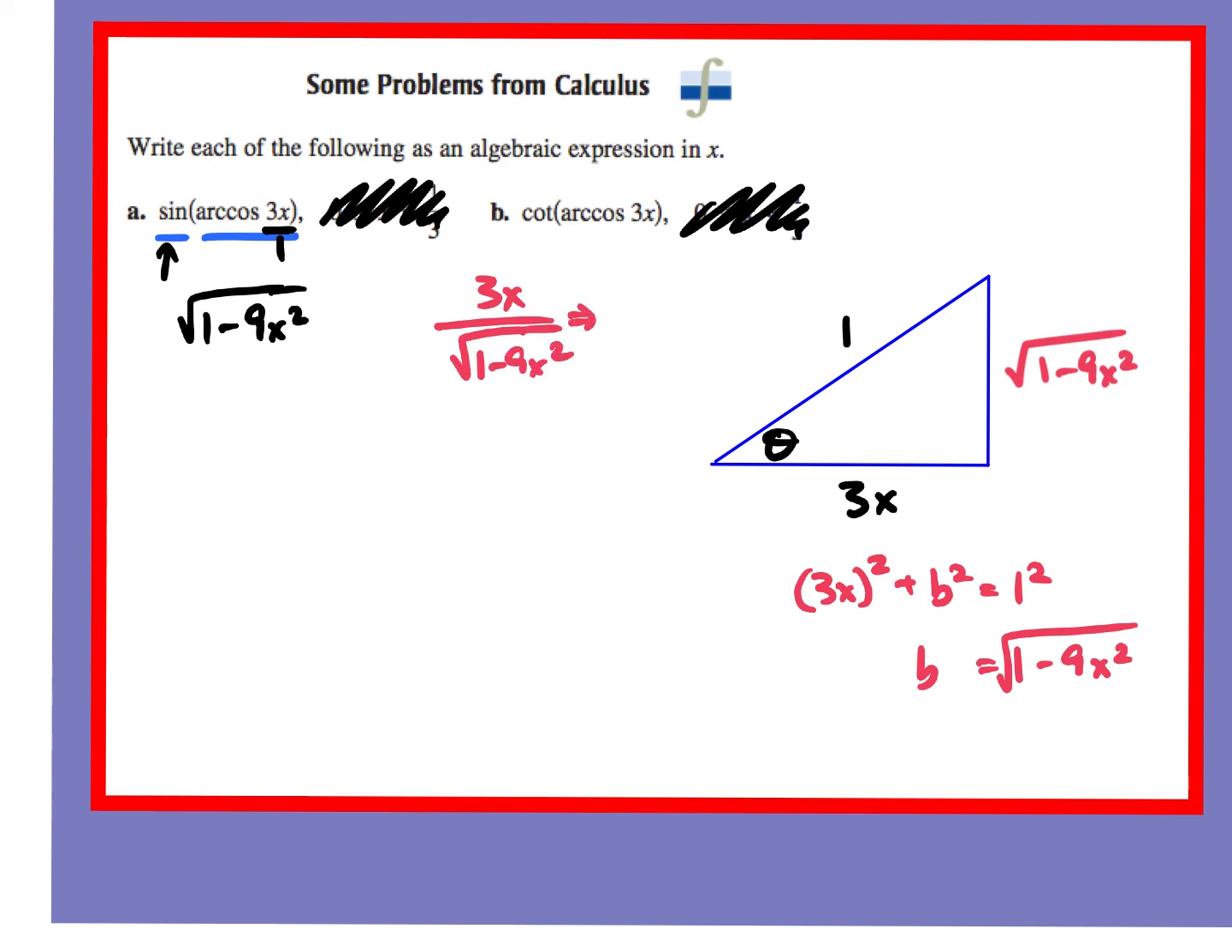All right, and so what do we have to do? Because we're in pre-calc, we have to rationalize it. So we end up having 3x times the square root of 1 minus 9x squared over 1 minus 9x squared. All right, and we can't go any further than that.